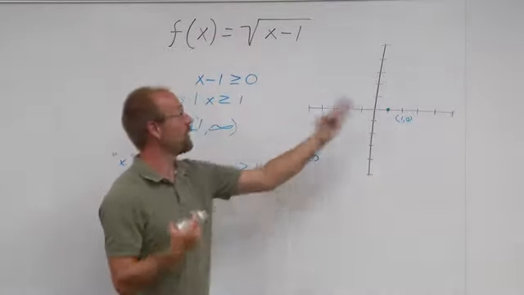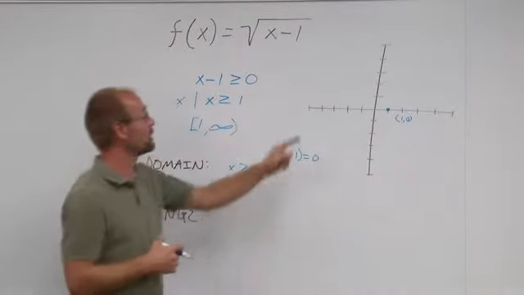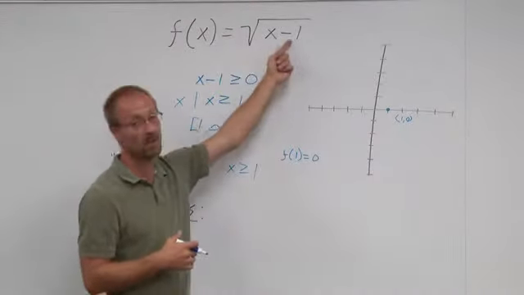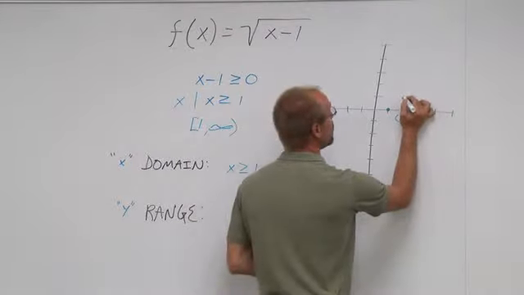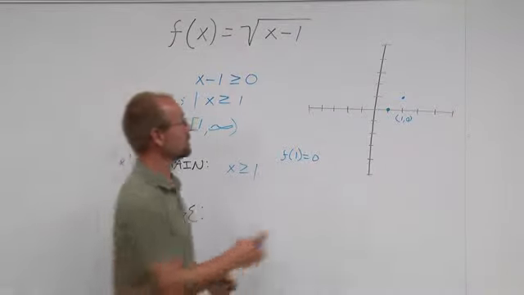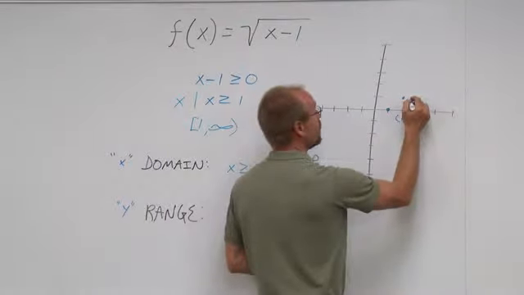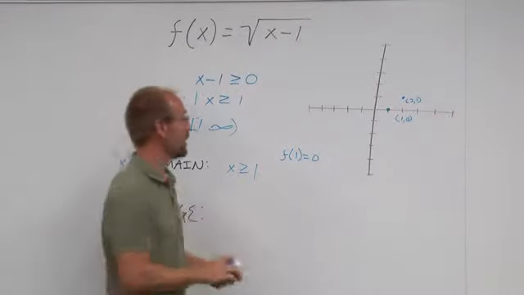All right, and now if we find another point, well, we know x could possibly be 2 or any value in between there, so we plug in 2. 2 minus 1 is 1. What's the square root of 1? 1. So when we have 2, our output, or y value, is 1. So this is the point (2, 1).